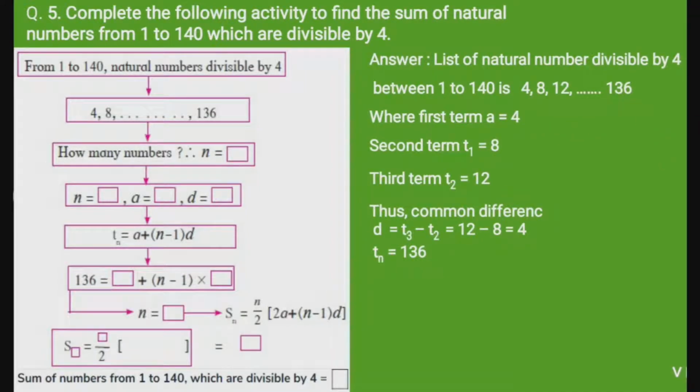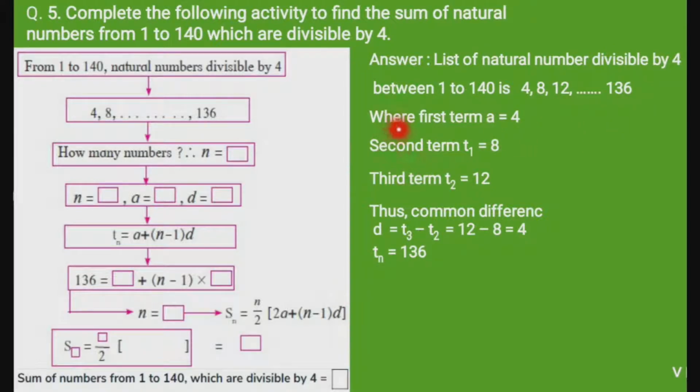So first we write the given part here. List of natural numbers divisible by 4 between 1 to 140. So we take the numbers divisible by 4 from 1 to 140. So first number is 4, second number is 8, third number is 12, and last number we get 136.